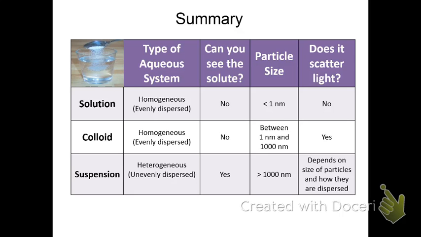And then a suspension, I always say it depends. It depends on the size of the particles. Sometimes if the particles are really big, like big chunks that you can see and there's not a lot of them, you might not see light scattering. It also depends on if the particles are dispersed a little bit. Sometimes if all the particles settle out, then you won't necessarily see the light scatter anymore because they're all clumped down at the bottom. Okay? So basically, anyways, that's the summary.